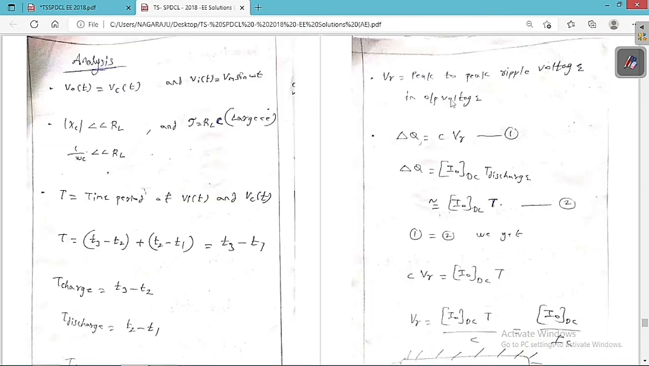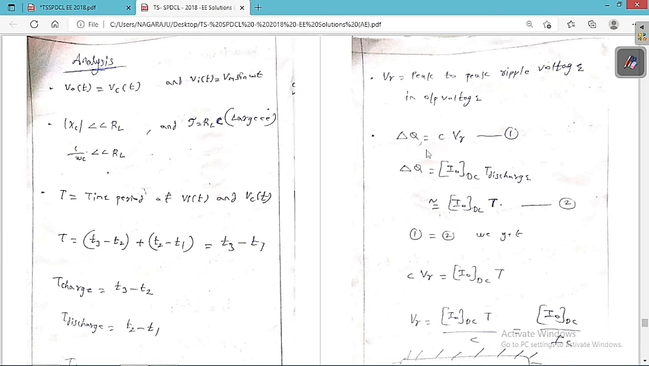So VR is called the peak to peak ripple voltage in the output voltage. Now the diode is off. Whenever the diode is off, the capacitor is discharging its energy to the load.